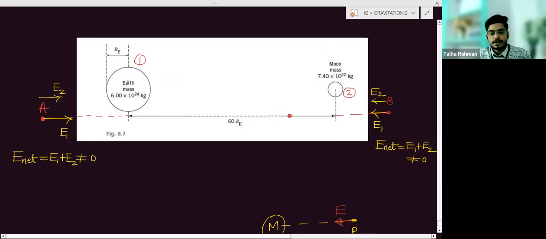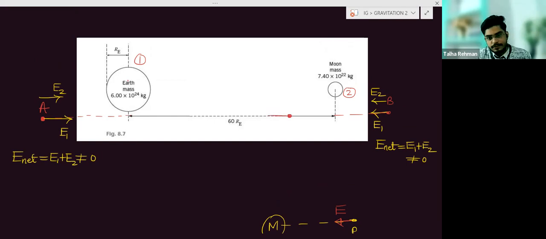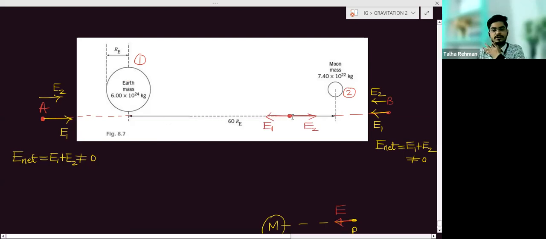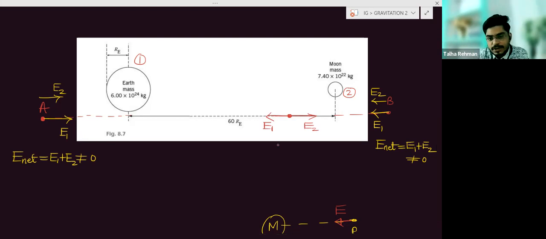Now due to Earth, the direction of the gravitational field will be in this direction, and due to Moon, the gravitational field strength will be in this direction, E2. Here in between, both are in opposite direction, so they can cancel out. They will cancel out when E1 is equal to E2. Here, at this point P, E net is equal to 0 when E1 is equal to E2.